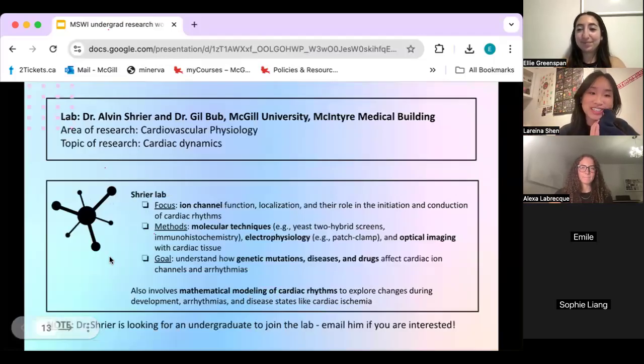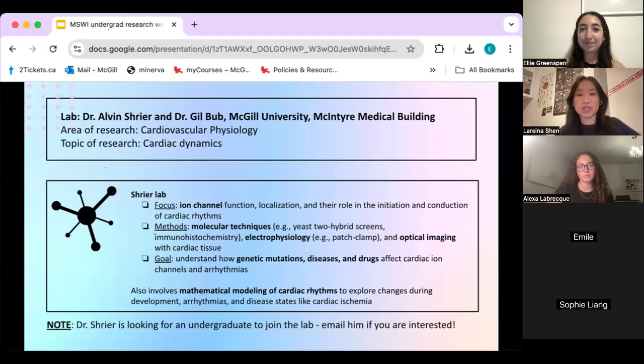Okay, so I'm working in Dr. Alvin Schreier and Dr. Gil Bubb's labs. I don't know if you know them. They taught Fiji 209. I don't know how many guys are in physiology, but their area of research is cardiovascular physiology, and specifically, they talk about cardiac dynamics. Schreier's lab is focused on ion channel function, localization, and the role in the initiation and conduction of cardiac rhythms. They use a lot of techniques to try to understand that. And also in his lab, he uses mathematical modeling as well. So if you're into coding, if you're into math, this could be a lab that you could join. And also, he actually told me last week that he's looking for an undergrad to join the lab. So email him if you're interested.